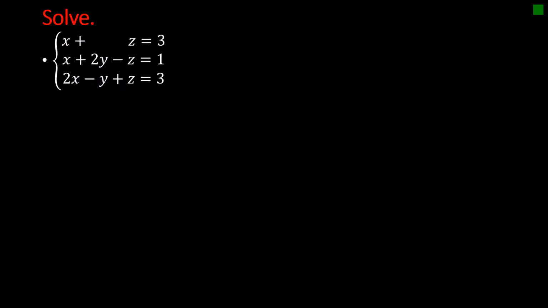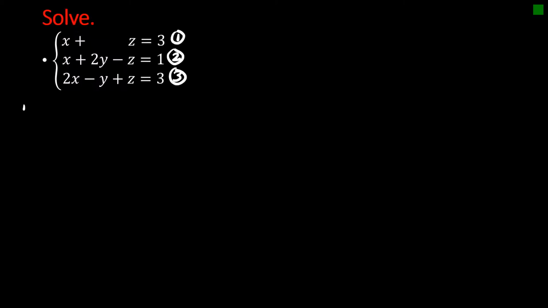Let's look at another one. We have x plus z equals 3. That's our first equation. We have x plus 2y minus z is 1. Second equation. And we have 2x minus y plus z is 3. Third equation. So we're going to choose here to eliminate z.